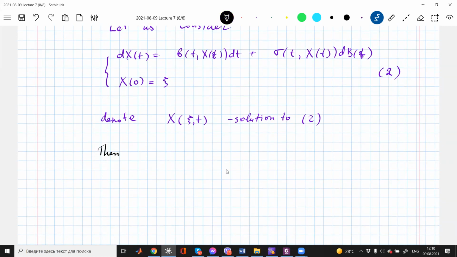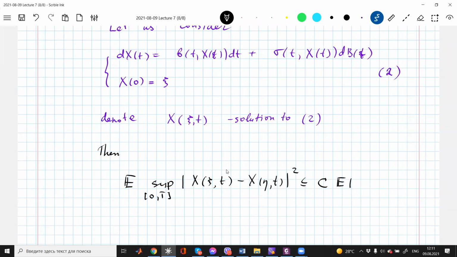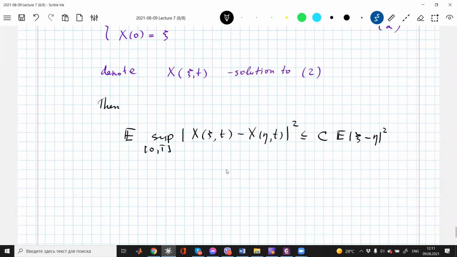And it can be shown also that the expectation of, again, the supremum on some bounded interval, if I consider two initial points psi and eta, for example, to the square, can be bounded by some constant times the expectation of psi minus eta to the square. So here you can see that we also have some kind of continuity, and this is not hard to see. Let me write some two lines for proof.